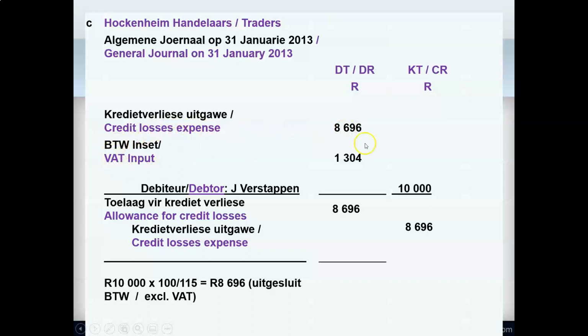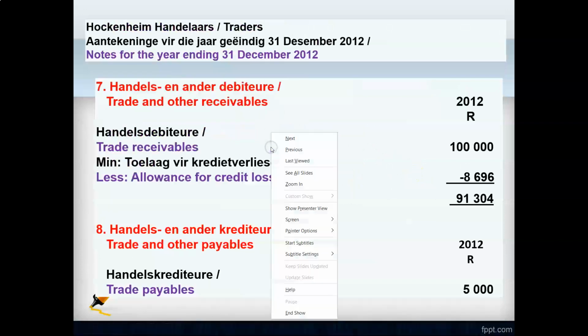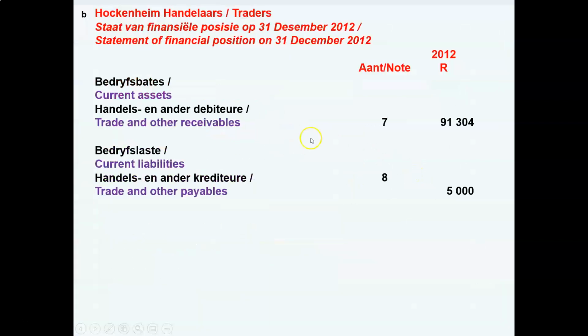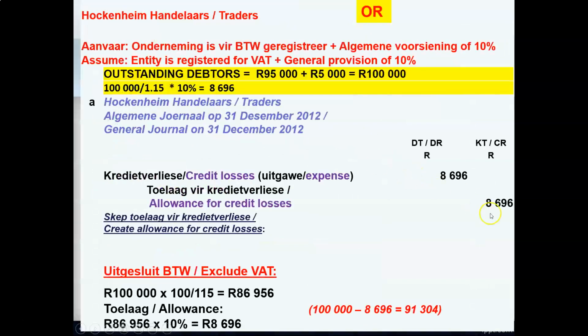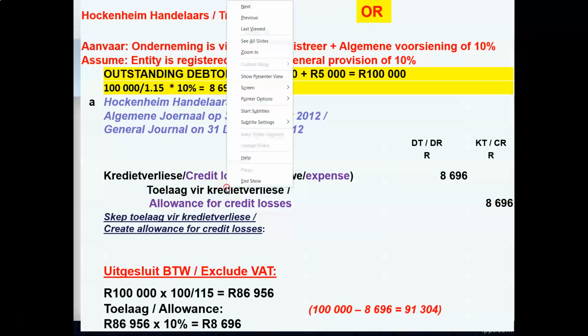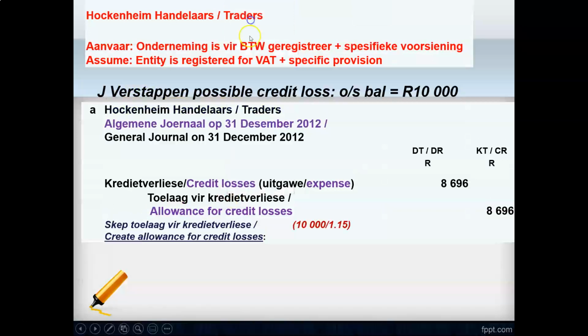We claim the VAT now because we can. Debit VAT input 1304, and we're going to credit debtor Verstappen's account with 10,000 Rand. But remember that we have created an allowance for credit losses at the end of the previous financial year. Allowance for credit losses, let's go to that one. And that was specifically created on Verstappen's outstanding account.